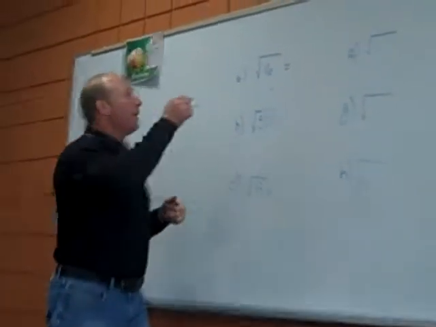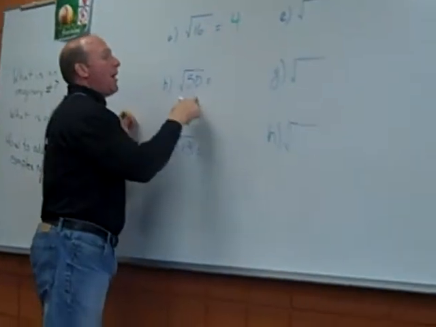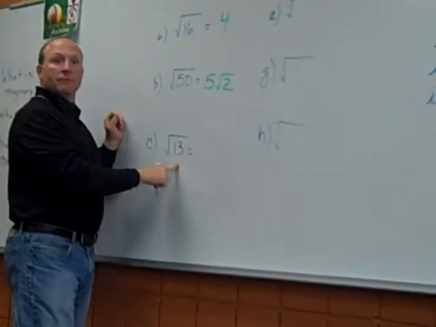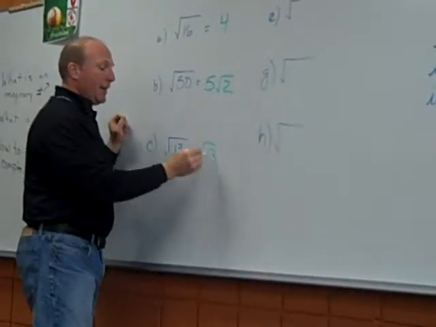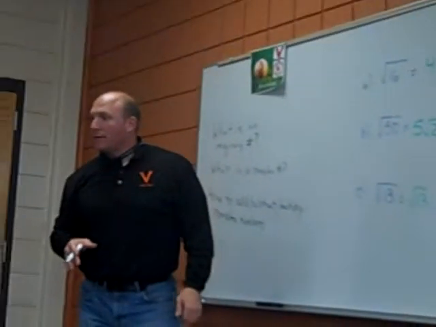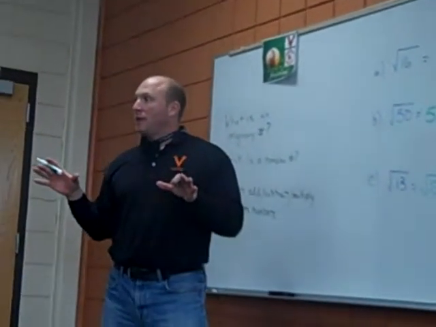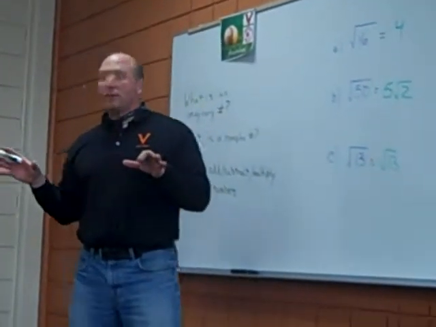Everybody knows A, B, and C. Rattle them off. Square root, go. 4. 5 square root 2. Square root of 13, nothing we can do. Any problems? Take a second, soak it in. You good? Dennis, you good? Yeah. Okay.